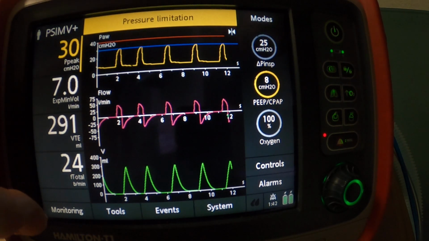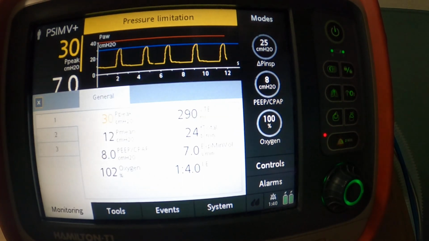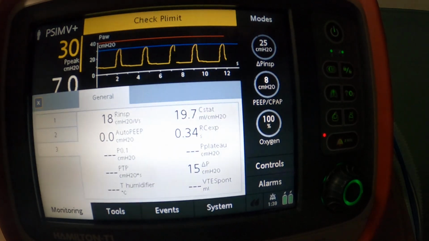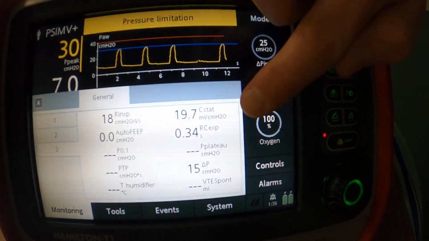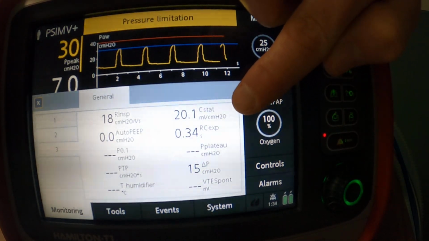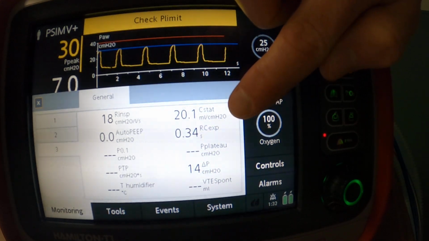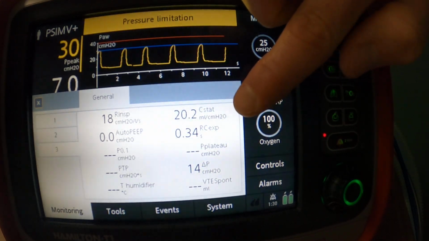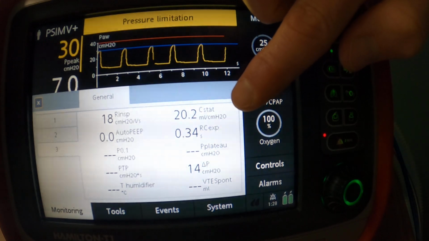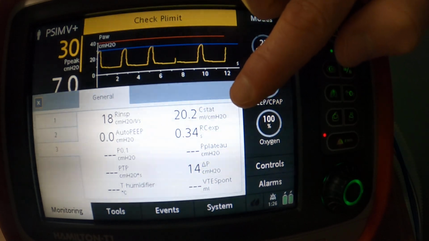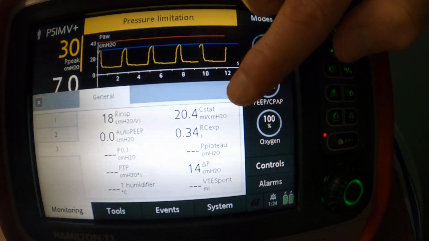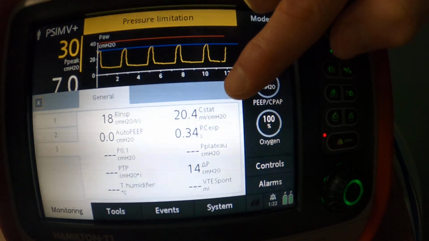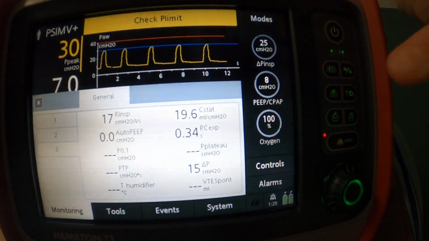So how do you know that this patient is ARDS? Go to monitoring, tab 3, and your C static is the best measure of your compliance. 15 and below, that's an F. That is really stiff lungs. Those are the end-stage ARDS patients who are typically going for ECMO cannulation.